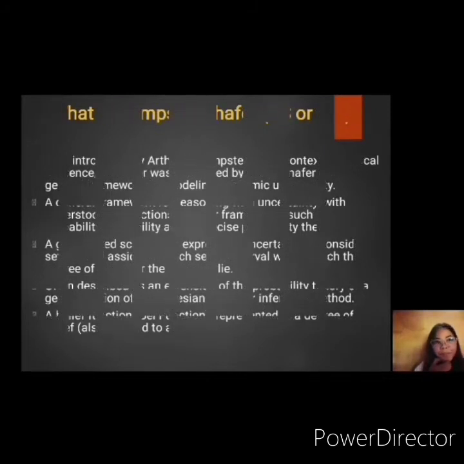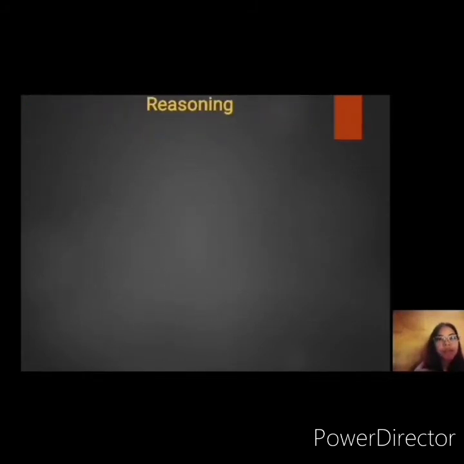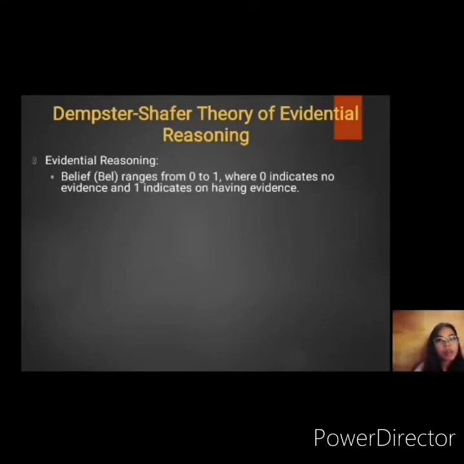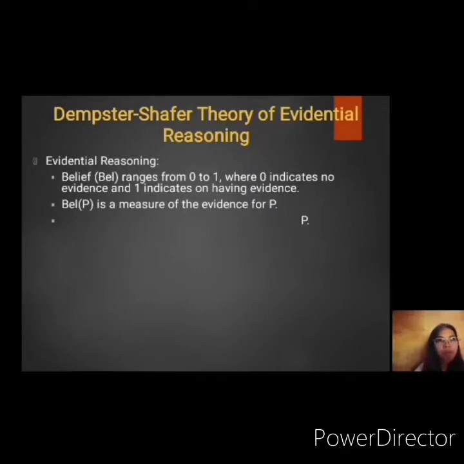Then, we have here the Dempster-Shafer Theory of Evidential Reasoning. So, when we say evidential reasoning, the belief, or Bel, ranges from 0 to 1, where 0 indicates no evidence and 1 indicates having evidence. So, evidential reasoning also is, Bel(P) is a measure of the evidence for P.